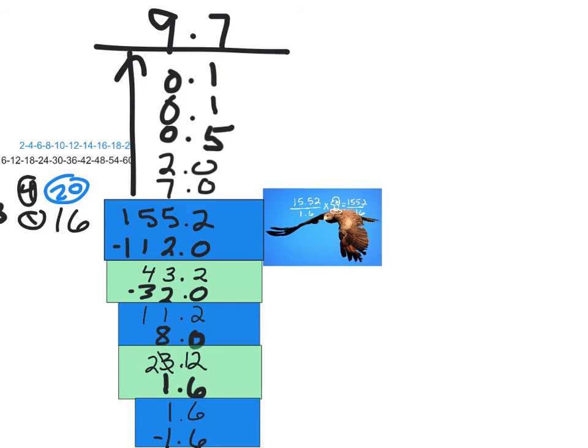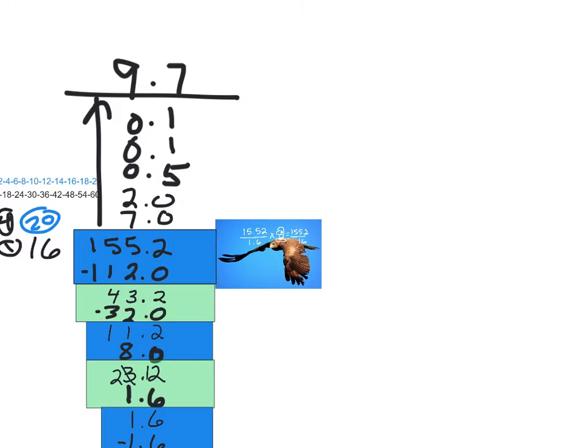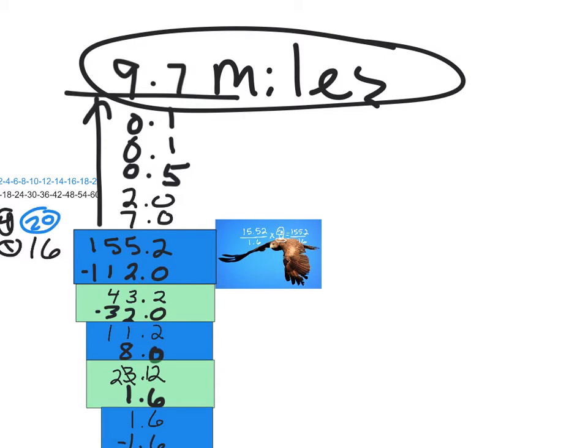Now, let's figure this out with the problem again, right? So you have Henrietta Hawk here, and she's traveling looking for food, and she does find a snake, but she has to go 15.52 kilometers. And if each mile is 1.6 kilometers, then we got to figure out how many miles she went. Well, that's divided. 15.52 divided by 1.6 means that Henrietta Hawk flew 9.7 miles to find her food. And that right there, my friends, is your answer.